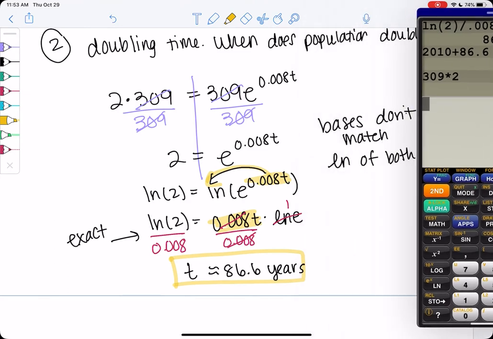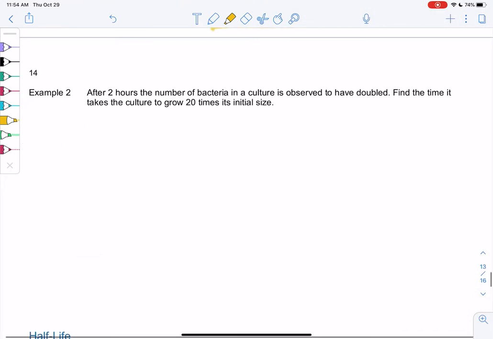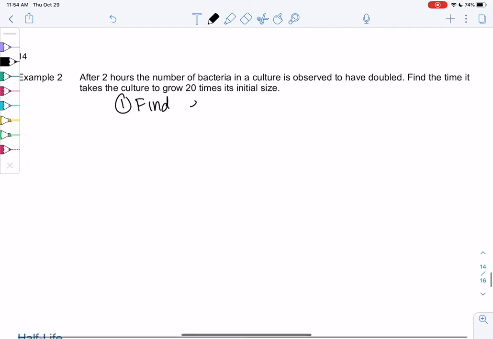Let's try another example. So example 2. After 2 hours, the number of bacteria in a culture is observed to have doubled. And so let's find the time it takes to grow to 20 times its size. So, right, we probably remember bacteria grows really fast. So let's find the exponential equation first, and then we'll figure out how long for 20.